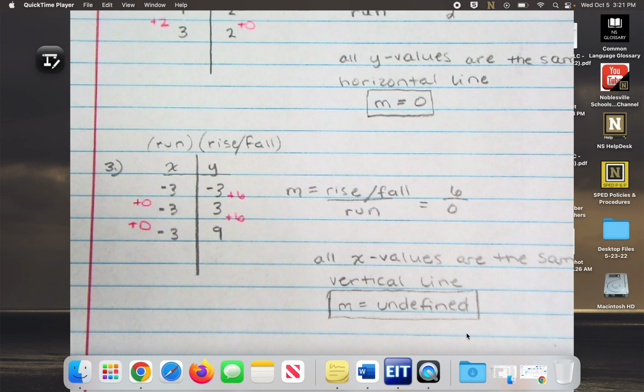Any questions about slope from graphs or tables?